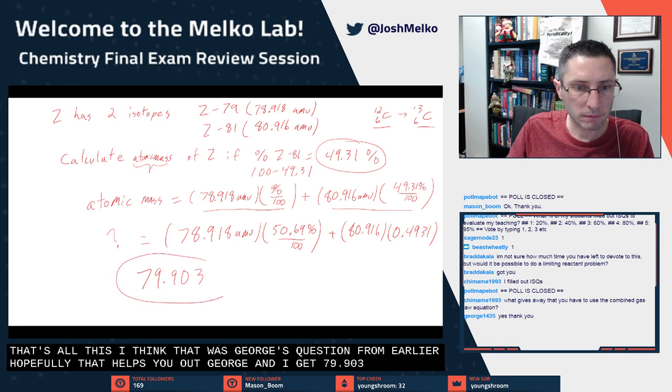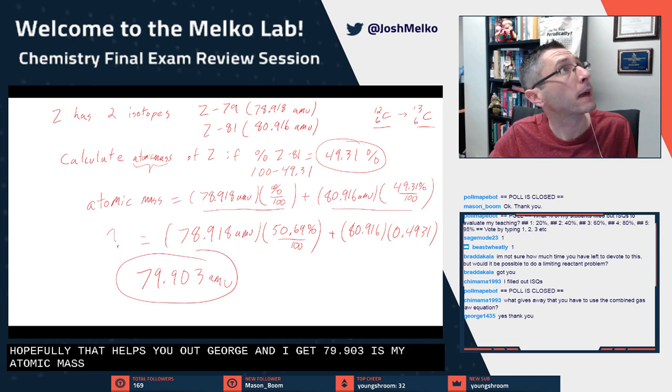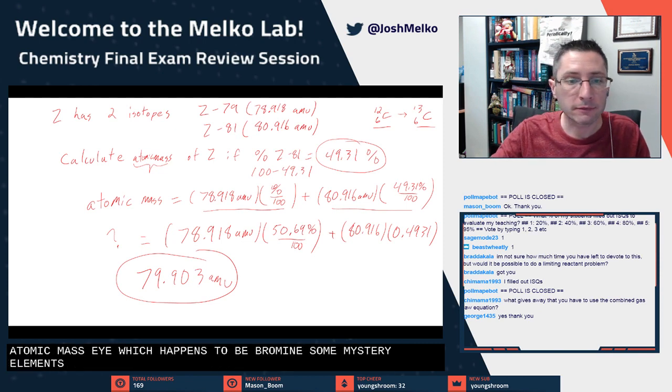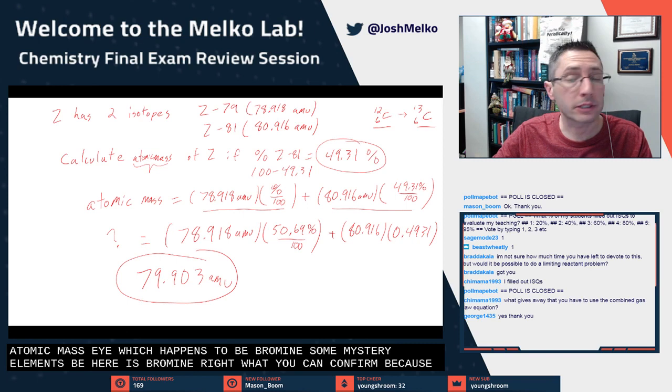79.903 is my atomic mass, which happens to be bromine. So mystery element Z here is bromine, right? Which you can confirm because that average atomic mass on the periodic table is 79.90.